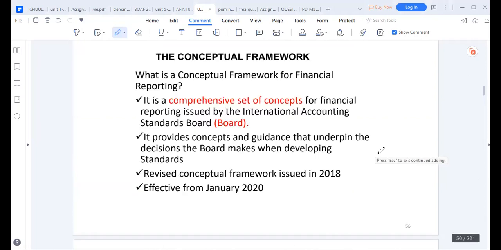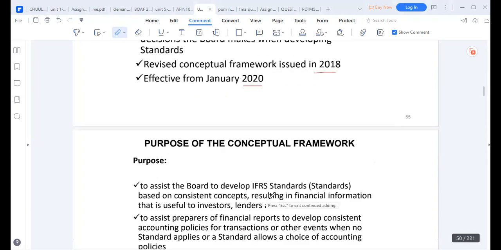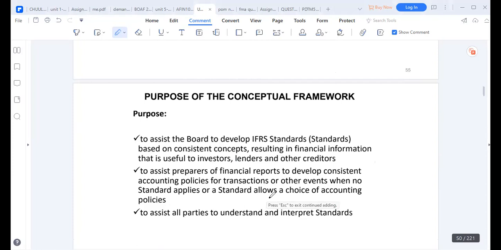So they also help provide concepts and also give guidance for decision-making to the board and when developing standards. Of course, from time to time, they're revised. We had one in 2018, another one revised in 2020. As time goes by, they keep revising to suit the changing world.